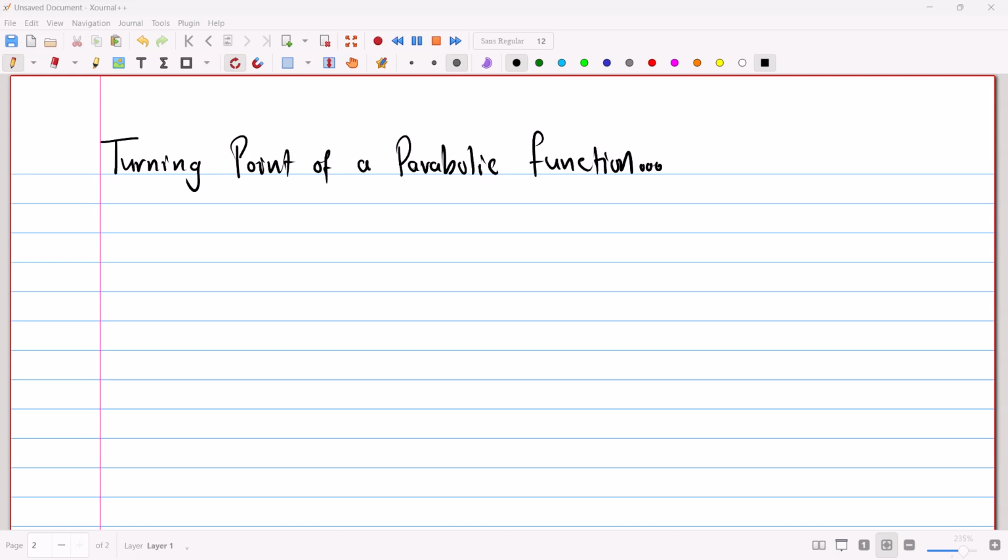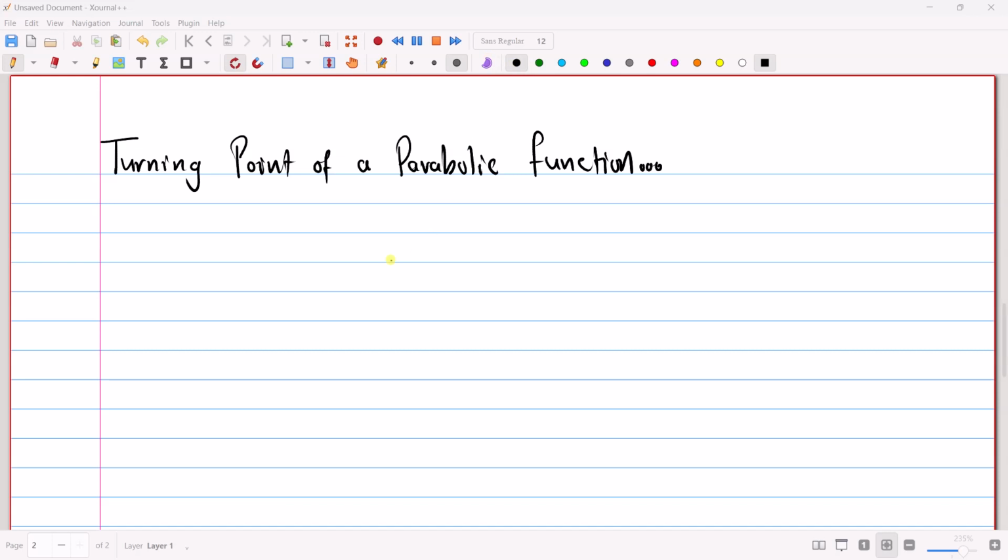And this time we are going to look at how to determine the turning point of a parabolic function. So this is what this lesson is going to be about: learning how to find the turning point of a parabolic function. We have already seen how to sketch a parabolic function.